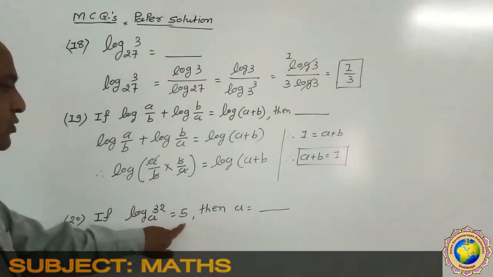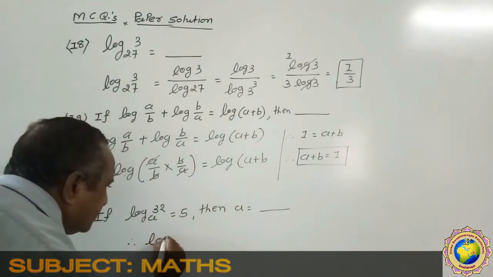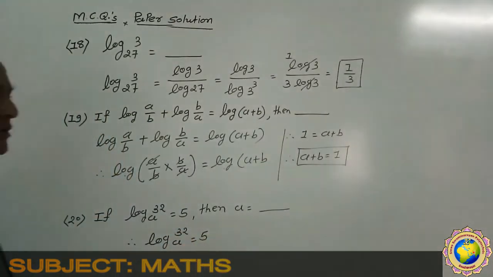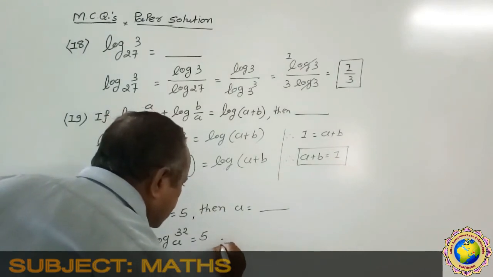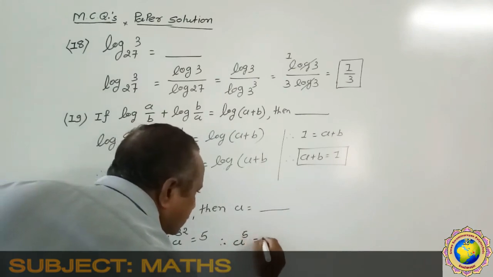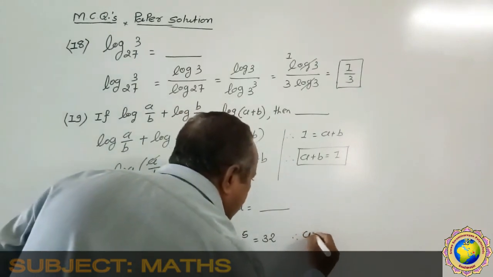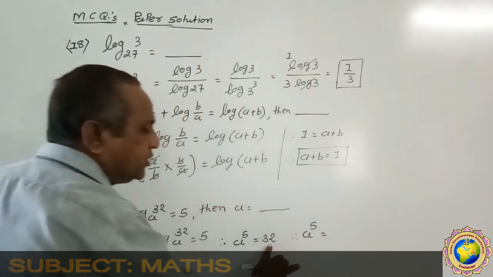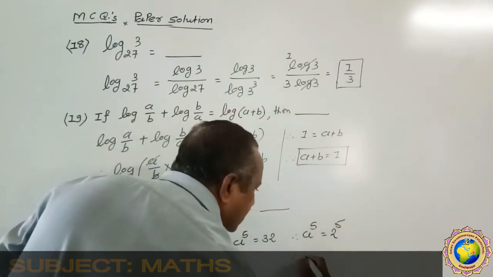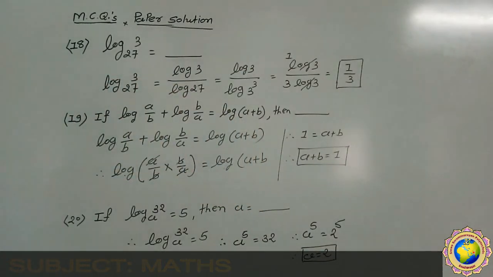Last, log 32 base A is equal to 5, then A is equal to. So here log 32 base A is equal to 5. And A raised to 5 is equal to 32. So A raised to 5 is equal to factor of 32, 2 raised to 5. So 5 cancel. Okay.